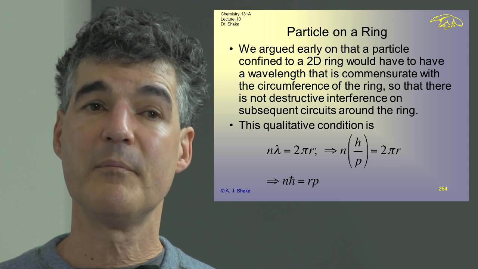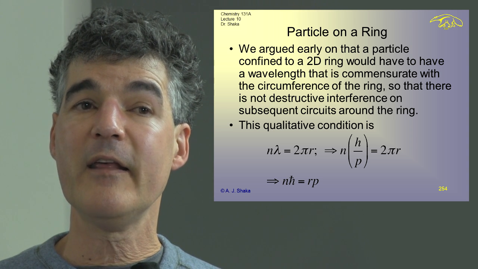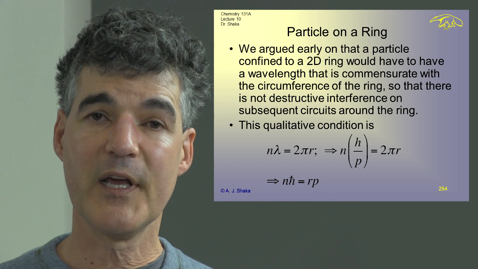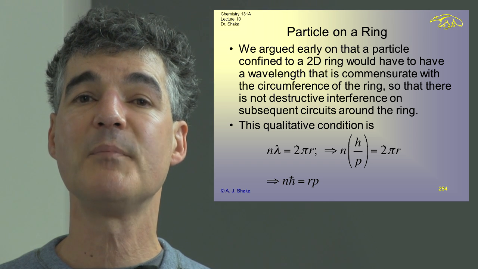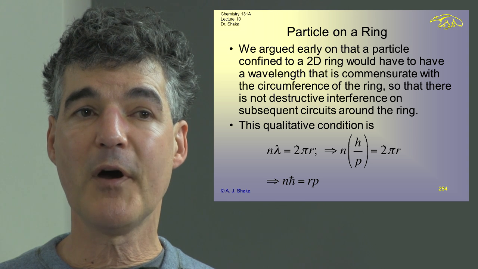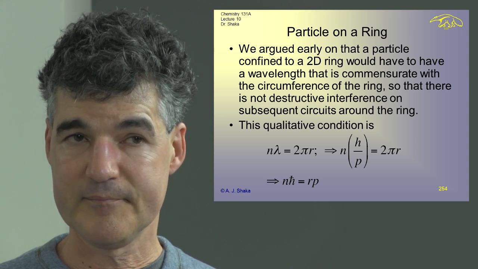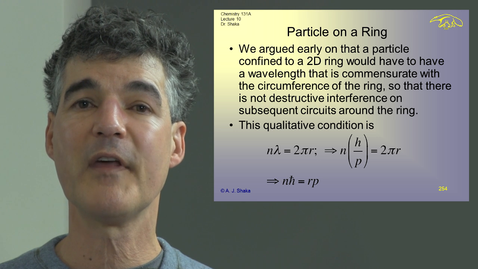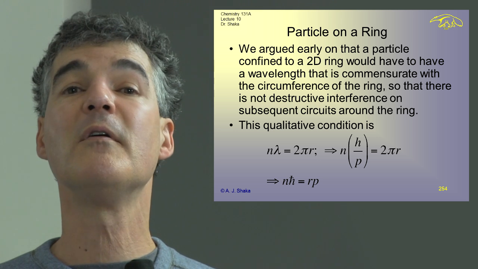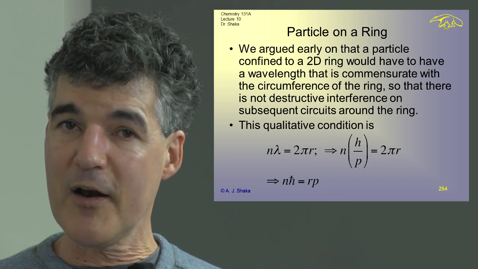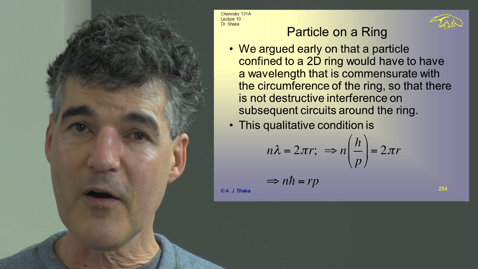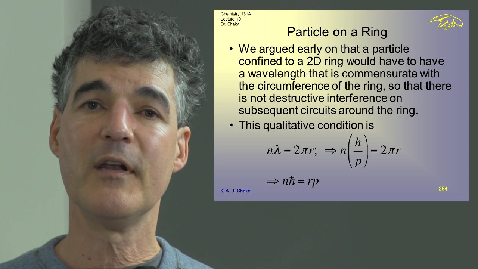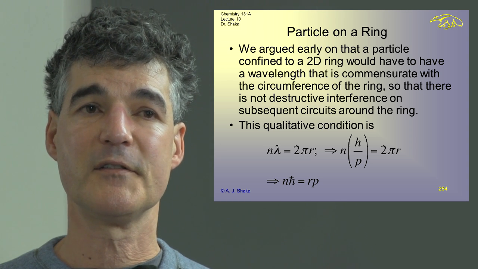n times h upon p is equal to 2 pi r. And then we can write that in a very suggestive way. We can divide both sides by 2 pi, turn the h into an h bar, and we can multiply both sides by p, and then we have n h bar is equal to r times p. That's interesting, because r times p is going to have something to do with angular momentum, and if we have a particle on a ring, we automatically think of angular momentum. Whenever we've got anything going in a circle or confined like that, we think of the angular momentum of such a particle. We learned about that in classical physics.